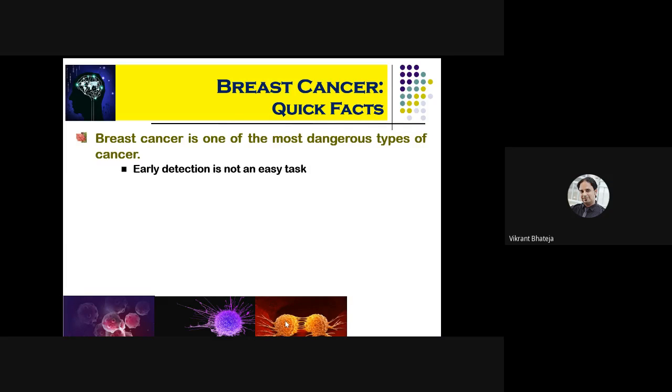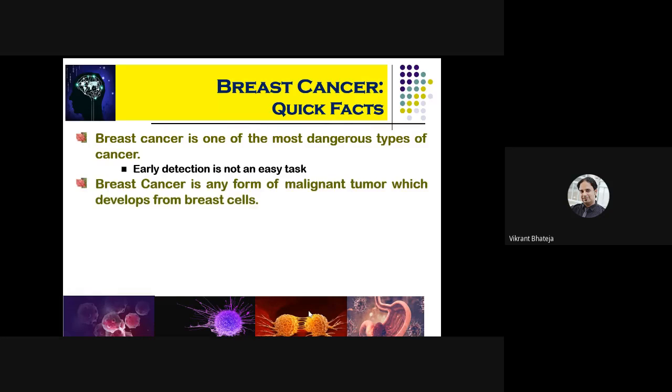If you see another image, you see that this cell has now started affecting the nearby cell. What you technically define in medical terms as metastasis has started taking place, where one cell has started affecting another cell. And finally, at the later stages, these cells become dangerous and start affecting other parts of the body. They get spread to other parts of the body. That is why we say that early detection is the major aim of what we are trying to achieve out of computer-aided diagnosis.